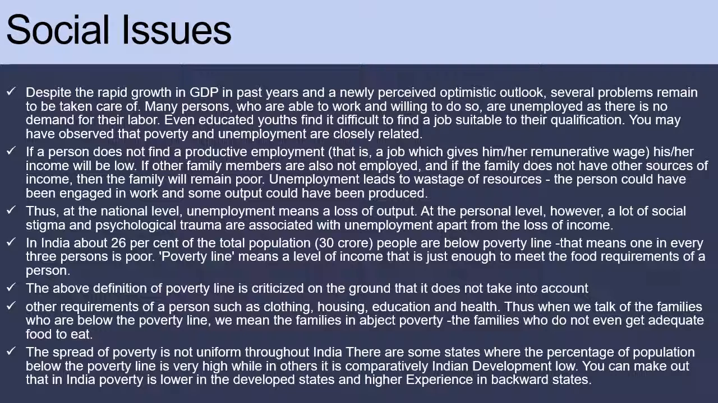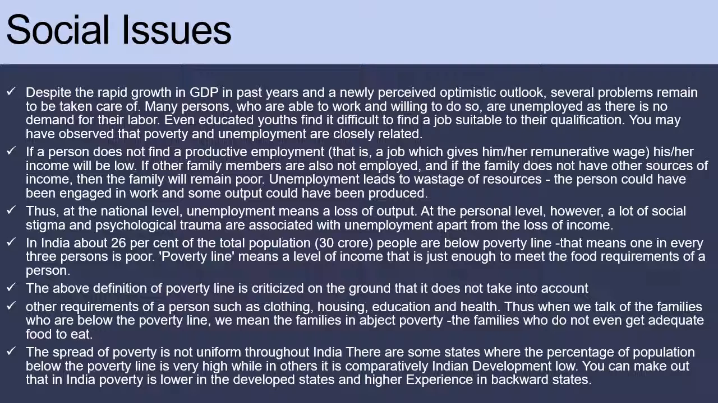In India about 26% of the total population, 30 crore people, are below the poverty line. That means 1 in every 3 persons is poor. Poverty line means a level of income that is just enough to meet the food requirements of a person. The above definition of poverty line is criticized on the ground that it does not take into account other requirements of a person such as clothing, housing, education and health.